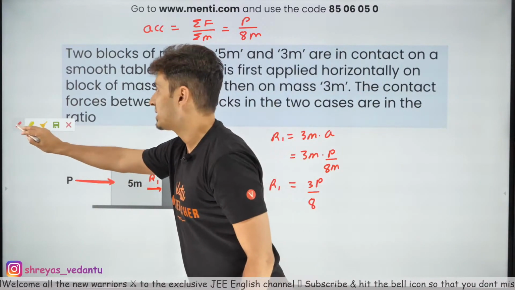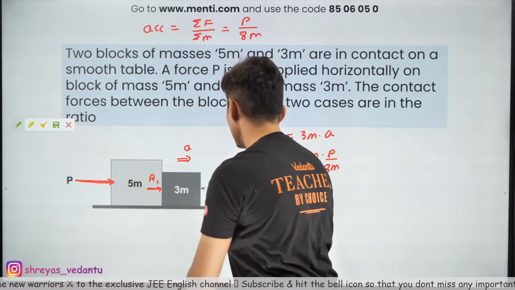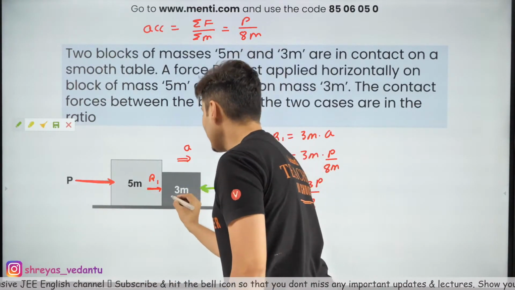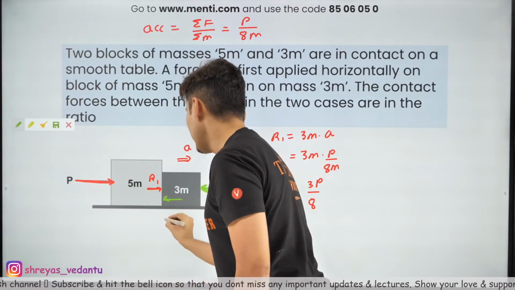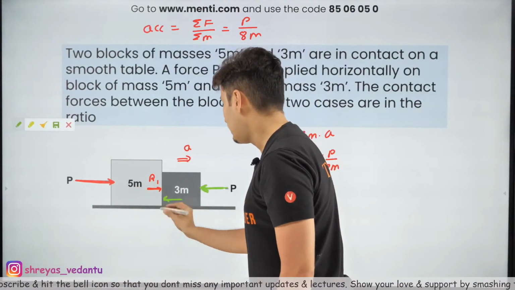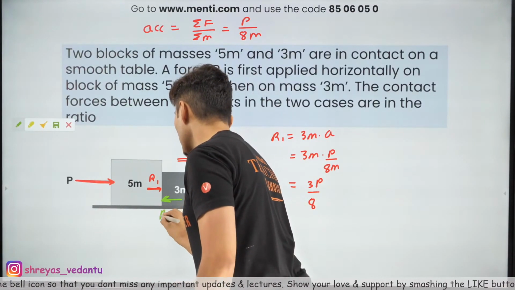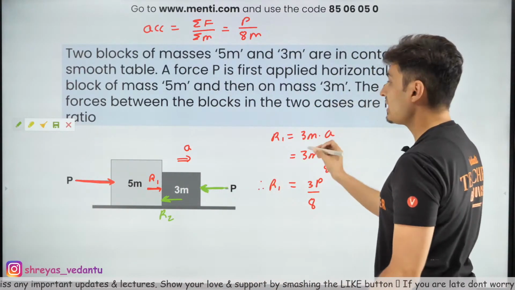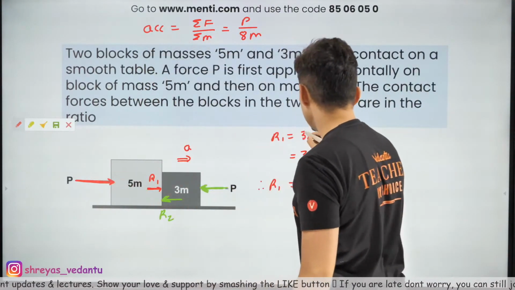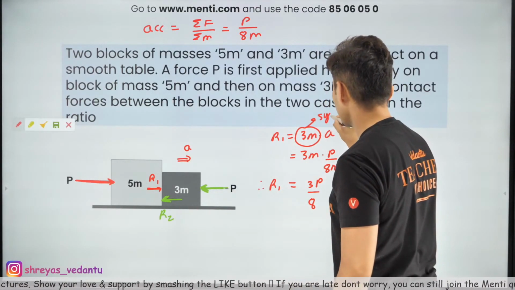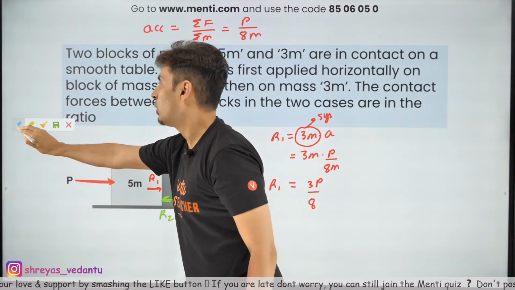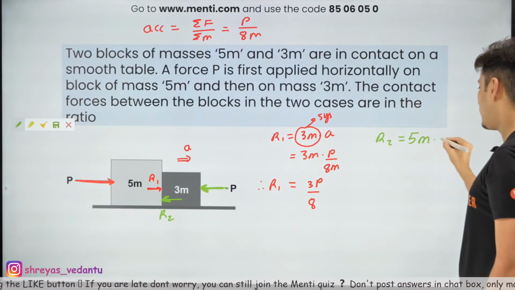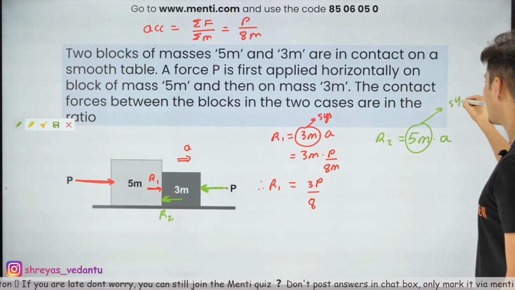Now, in the second situation, I don't apply from here. I push it from this side. This is my push. So, this 3M will push the 5M block, okay, with a force of R2. Now, I am considering 5M mass. Earlier, remember, 3M was my system. Now, 5M is my system. Now, observe what will happen. So, R2 will be 5M into acceleration. This 5M is my system.